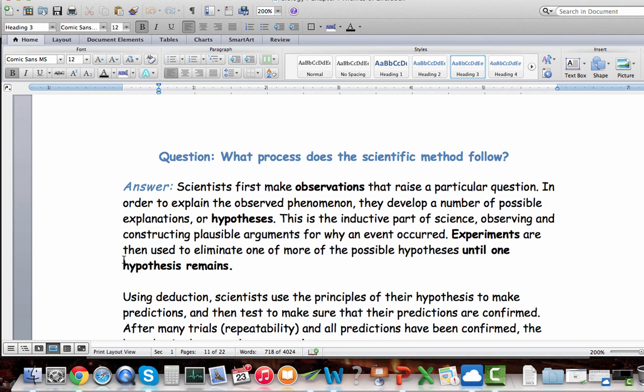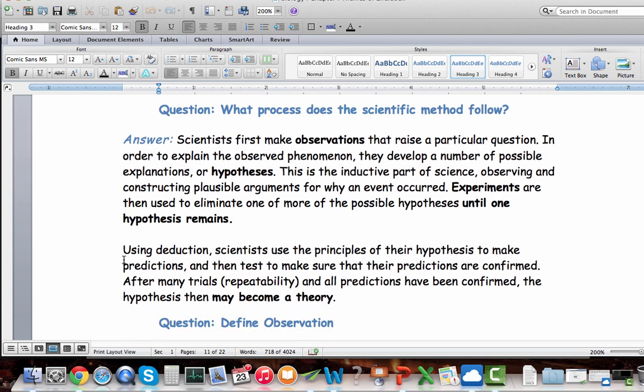Question. What process does the scientific method follow? Answer. Scientists first make observations that raise a particular question. In order to explain the observed phenomenon, they develop a number of possible explanations or hypotheses. This is the inductive part of science, observing and constructing plausible arguments for why an event occurred.